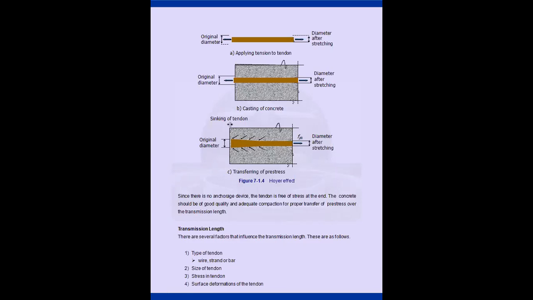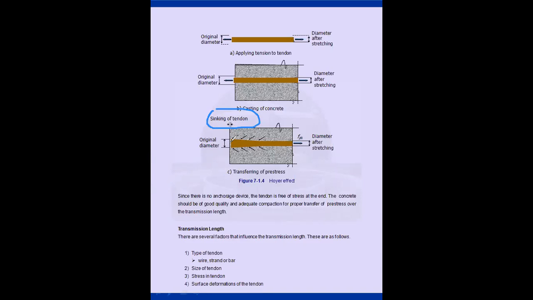When you cut the strands, what happens, tell me? Your rod will try to regain its original diameter and its original length. That is the sinking of the tendon. Look here, you can observe very clearly the sinking of the tendon, right? So here a short length of the rod is sinked into the concrete.